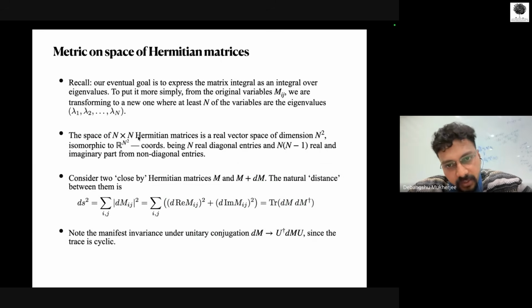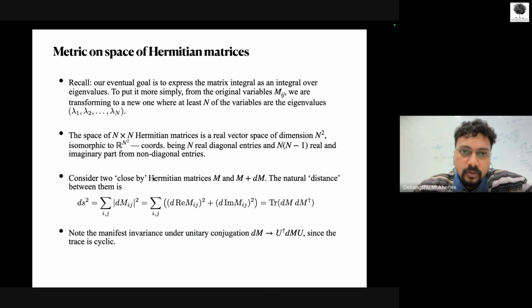Now the space of n cross n Hermitian matrices is a real vector space of dimension n square, of course. We saw this because there are n diagonal elements and n(n-1)/2 real and imaginary parts. And they are isomorphic to R^(n²) coordinates.